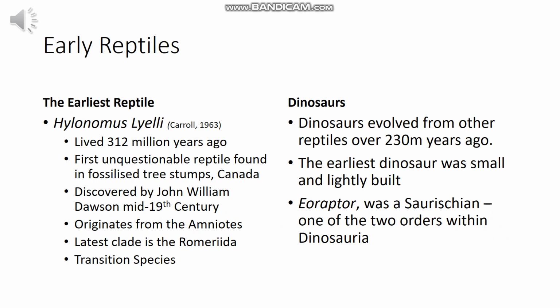Scotia in Canada. These fossils were found by John William Dawson in around the mid-19th century. The fossils of this species were found in tree stumps. It was suspected that these species went to live in hollow tree stumps which had been hollowed out by the rotting from the damp mossy environment.